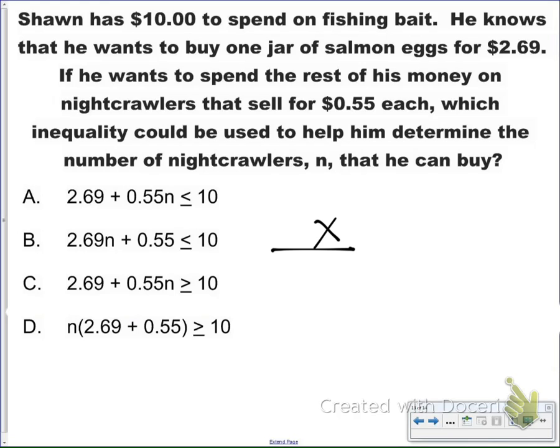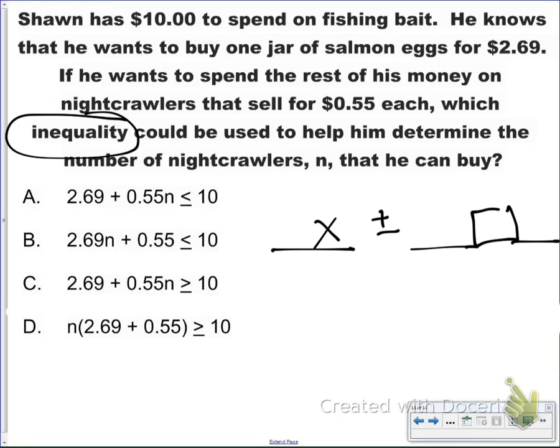I'm going to have something times x. I'm going to have plus or minus a number, and then I have an inequality. So I'm going to have some kind of inequality, and that's going to be on my equal sign. Now I know I'll determine what that inequality is later, but I know it's not an equal sign. Okay, so I can't put an equal sign in there yet.